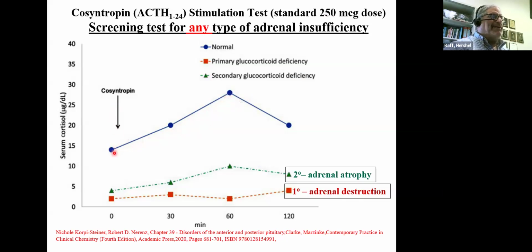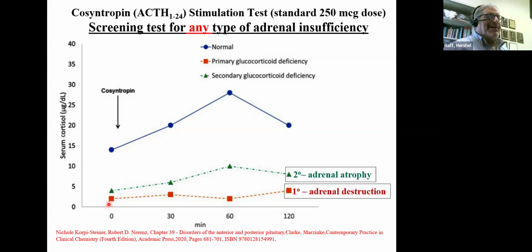And so we get a basal level, we inject ACTH or cosyntropin, and we get a sample at 30 and 60. The peak is almost always 60, occasionally 30. We don't do the 120 measurement. It's not worth the trouble. And obviously, this is a normal response. If the adrenal's destroyed in Addison disease or primary adrenal insufficiency, obviously it's not there. You don't get a response.